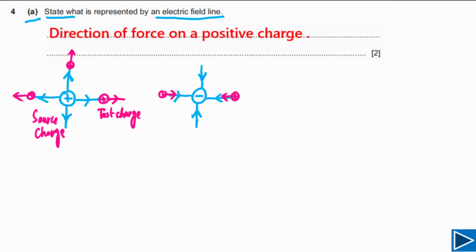So simply you can say electric field lines tell us the direction of force. So you will get 1 B mark. And if you have mentioned on a positive charge, you will get the second B mark. There are 2 marks for this question.